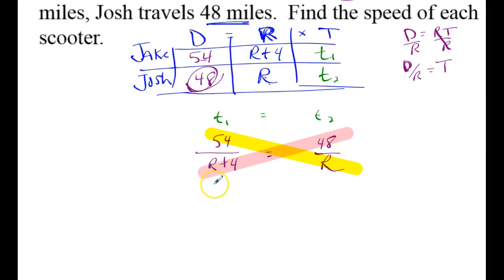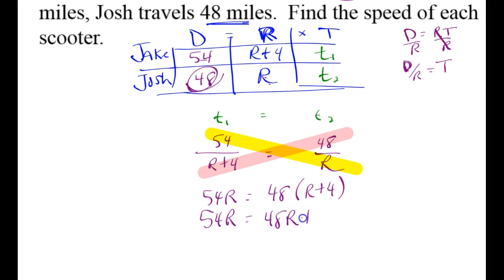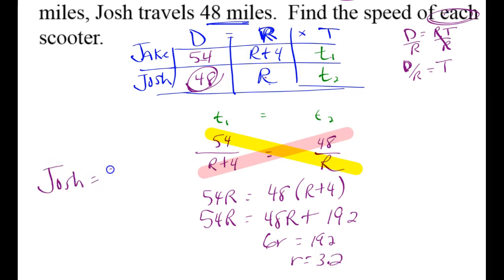I don't know if you need for me to complete this. The hard part is setting these things up, so I think it'd be more beneficial for these videos for you just to see how to set these up, because I think most of you can solve this. What's that, 192? So if I subtract off 48, 6, see, I don't want to spend time number crunching. So R is 32. But by the way, make sure you answer the question, because it says find the speed of each. So if Josh, we just found, is 32 miles per hour, then remember Jake is 4 miles an hour faster. So 32 plus 4 is 36 miles per hour.